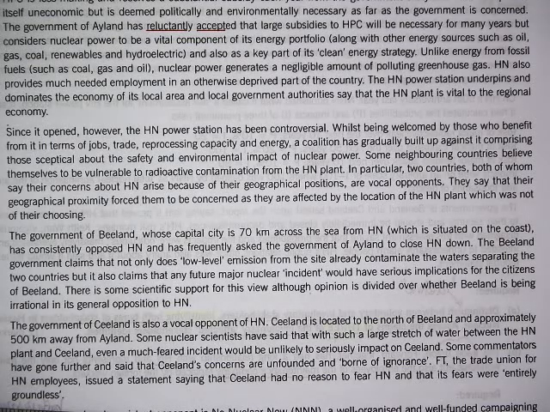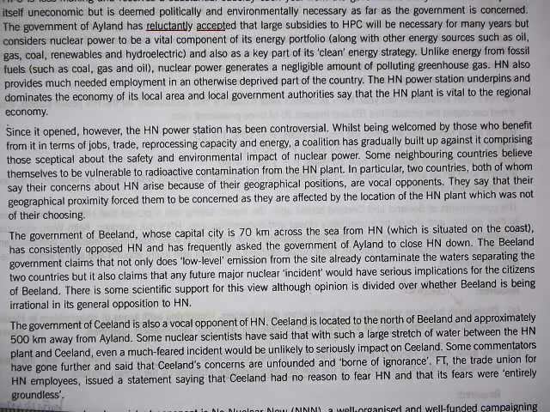In particular, there are two countries, both of whom say that they're concerned about HN's rise because of their geographical position. They are vocal opponents, which means they use their mouth to condemn. They disagree. Vocal, okay? Now, they say that their geographical proximity forced them to be concerned, as they're affected by the location of HN plant, which was not of their choosing. Well, from here you can see they must be the involuntary stakeholder. That's what the question is asking.